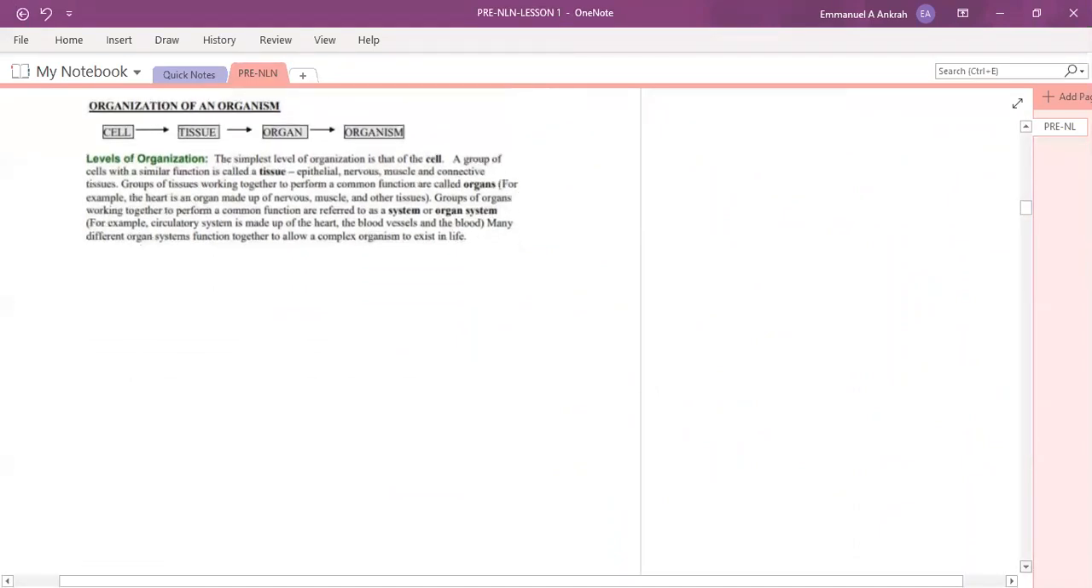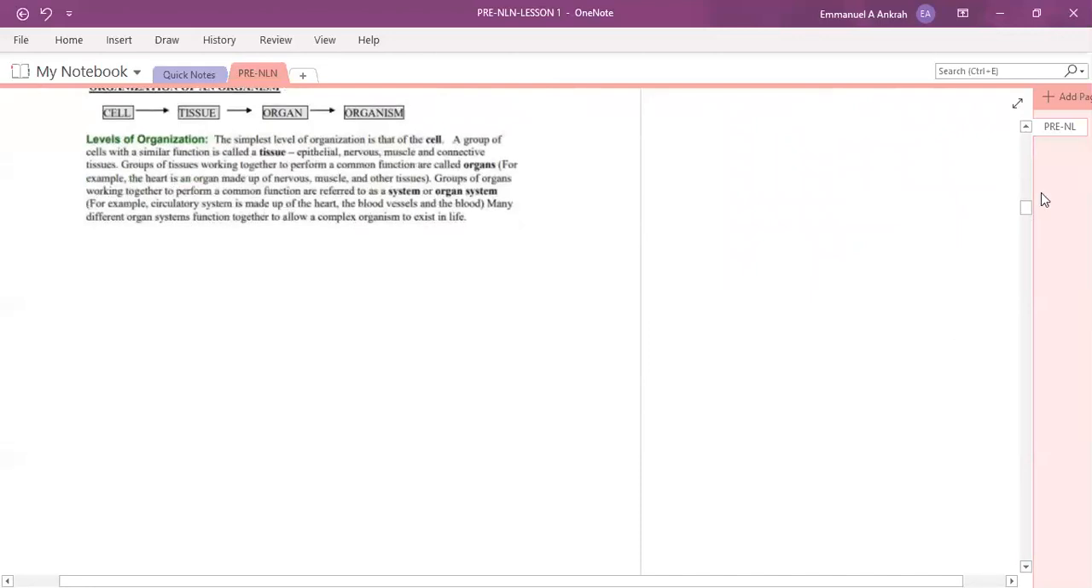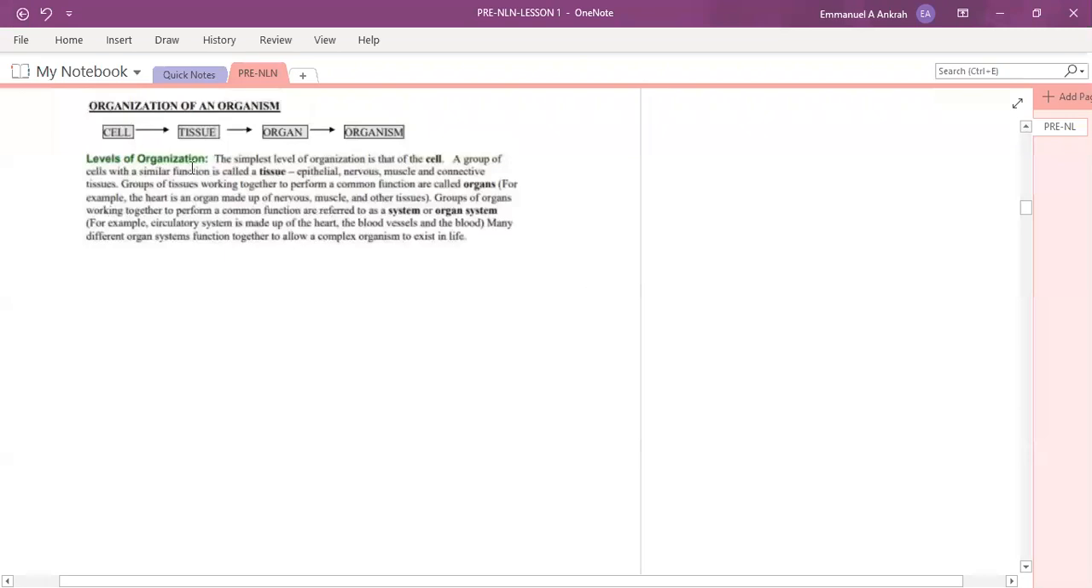All right. The next thing I want us to discuss is the organization of the organism. We all know that we have the cell, and a group of cells that work together or perform a similar function becomes a tissue. Similar tissues working together form an organ. These different organs working together form the system, and then you have the whole organism, right? So that's the level of organization that we have here.